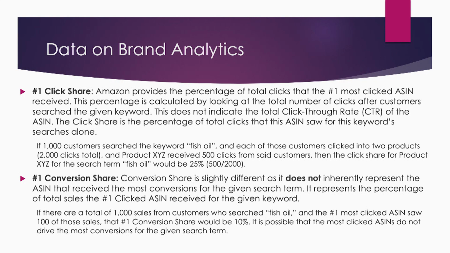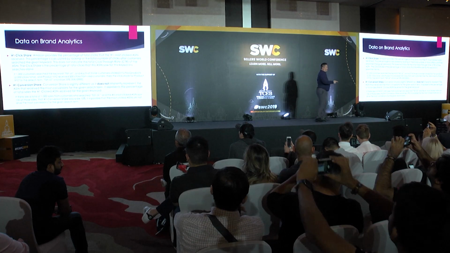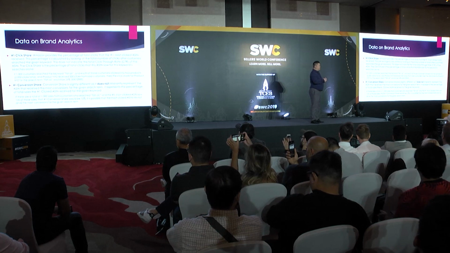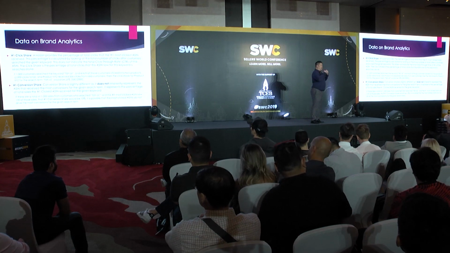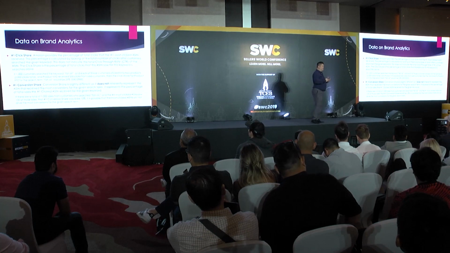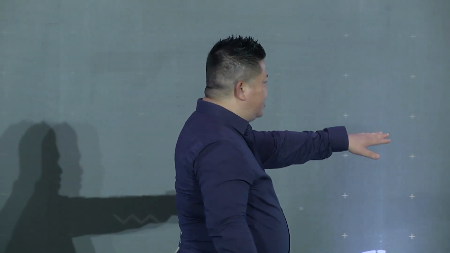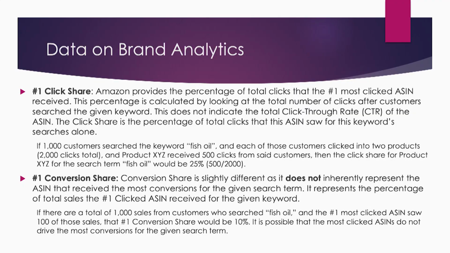On brand analytics, there are 2 things it shows: click share and conversion share. Right, guys? Okay, I thought I was talking to myself. Click share, based on one keyword, tells you the top 3 ASINs and how much of the click share each of them takes up. Then there's another one called conversion share. For the top 3 ASINs, it tells you the conversion share, meaning the share of sales or conversions each of the top 3 ASINs gets for that keyword.